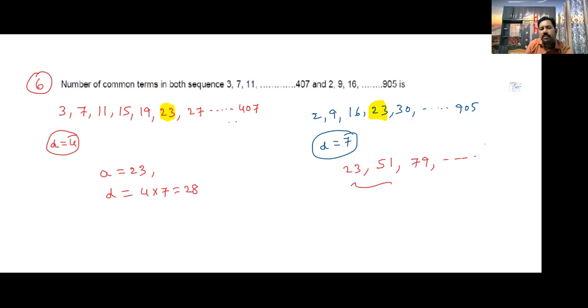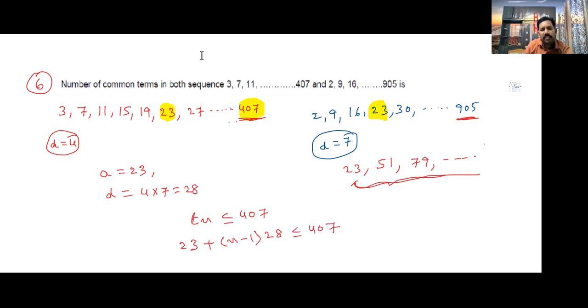These types of terms, how many are there? But see here, 905 and 407, which is less? 407. Okay. Now, the nth term Tn should be less than or equal to 407 only in this sequence. Tn means the formula a plus (n minus 1) into d. a means 23 plus (n minus 1) into d, which is 28, less than or equal to 407.